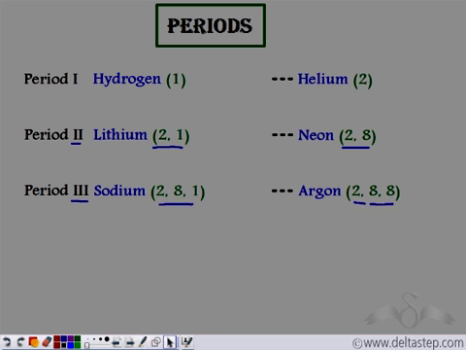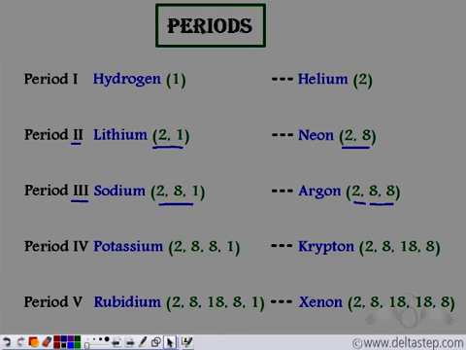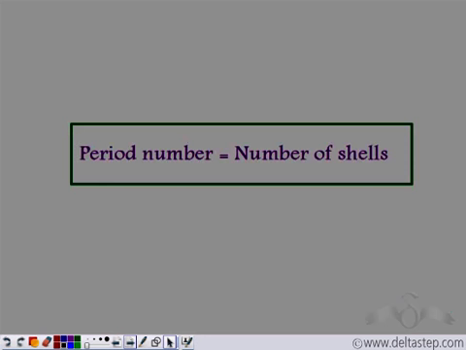Let's observe the fourth period. It starts with potassium, which has electronic configuration 2,8,8,1, ends with krypton. It has electronic configuration 2,8,18,8. So the number of shells are 4, and these are the period 4 elements. Same is true for the elements of period 5, starts with rubidium, has 5 shells, ends with xenon, which has 5 shells. So in case of periods, we can conclude that the period number is equal to the number of shells. If you remember, the group number is equal to the number of valence electrons.